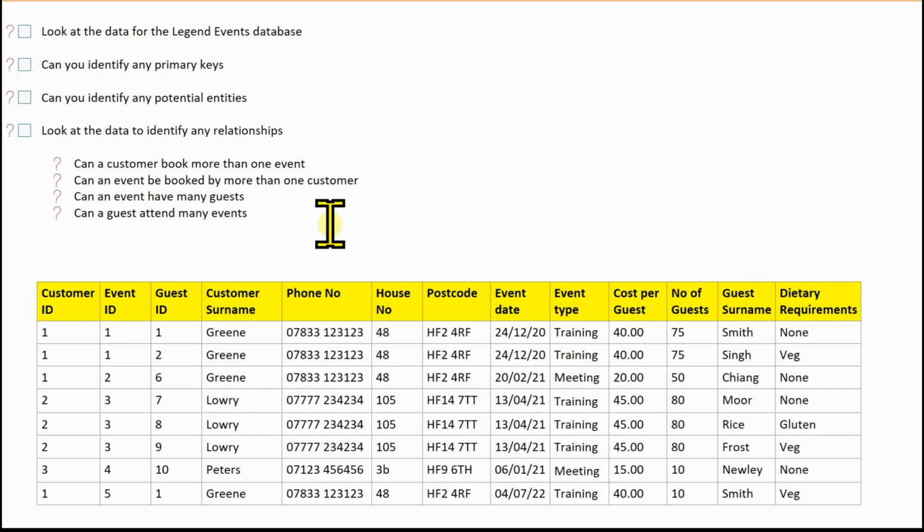Can the event have many guests? And again, the answer to that is yes. If we look at event number 1, it's got 2 guests. If we look at event number 2, 1 guest. Event number 3 has 3 guests. So yes, an event can have many guests. And can a guest attend many events? So if we look at guest number 1, Green, he has attended event number 1 and event number 5. Therefore, a guest can attend many events.